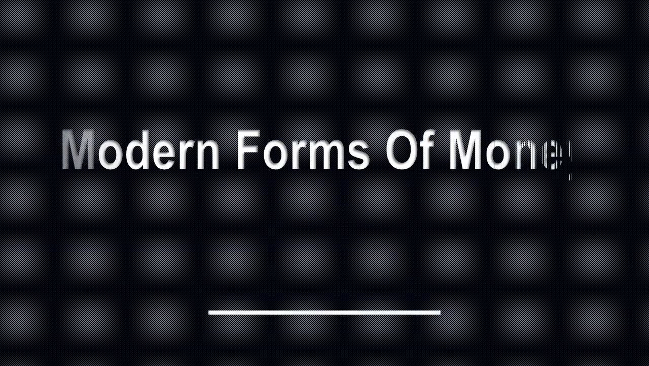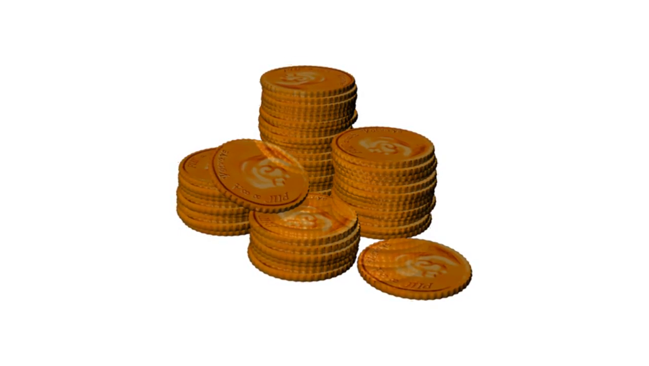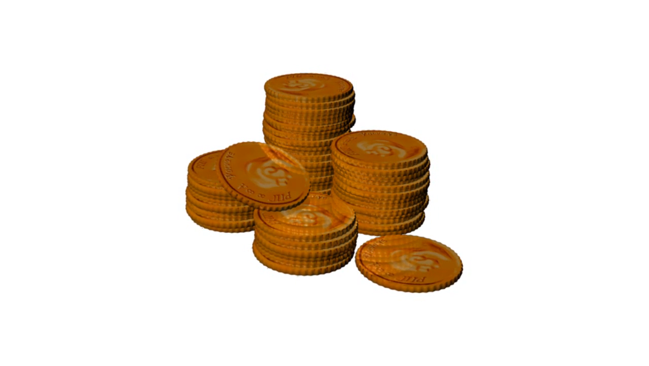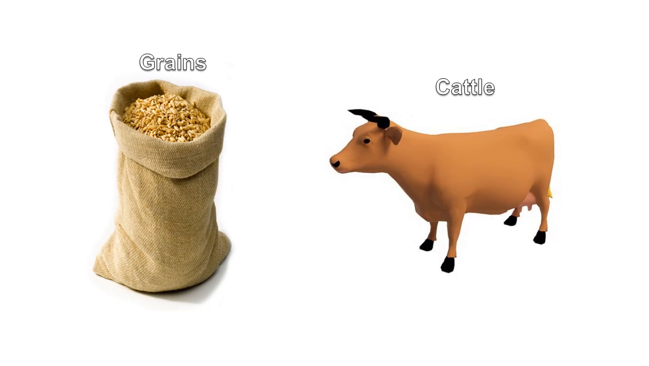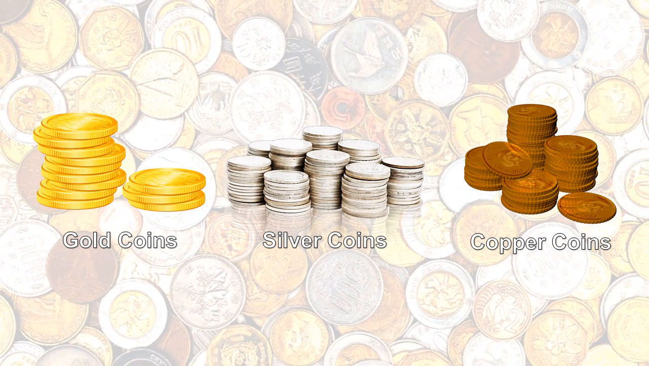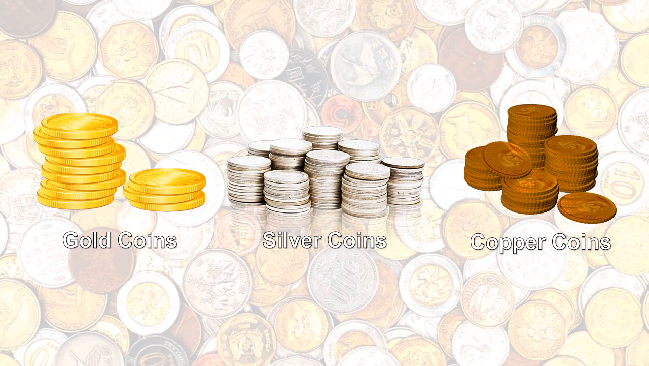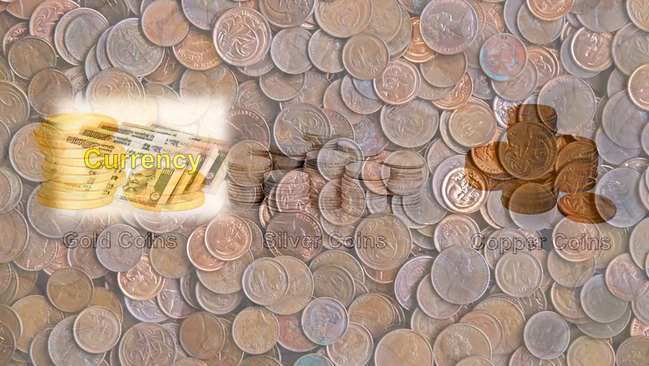In this module, you will learn about the modern forms of money. Money today acts as a medium of exchange. But before the introduction of coins, Indians used a variety of objects like grains and cattle as money. Subsequently, the use of metallic coins, that is, gold, silver, and copper coins, also became popular. This phase continued well into the last century.